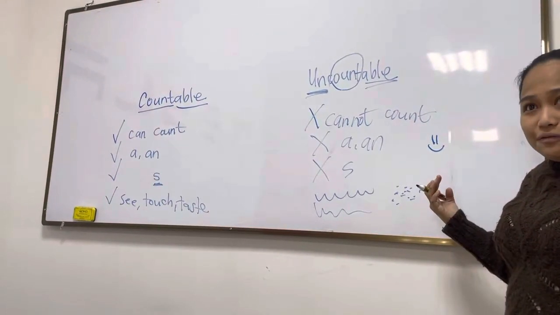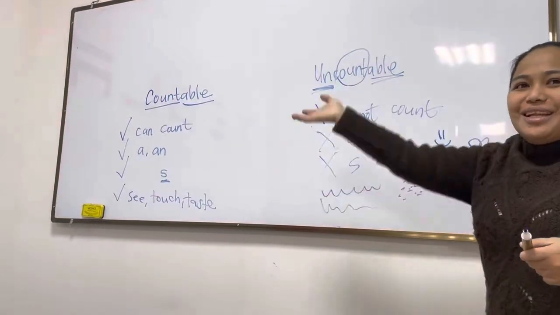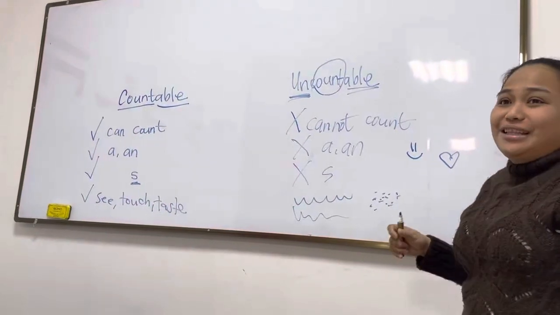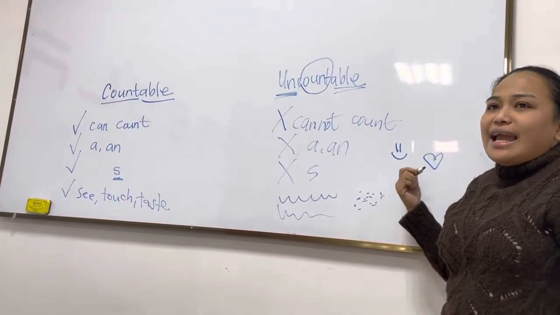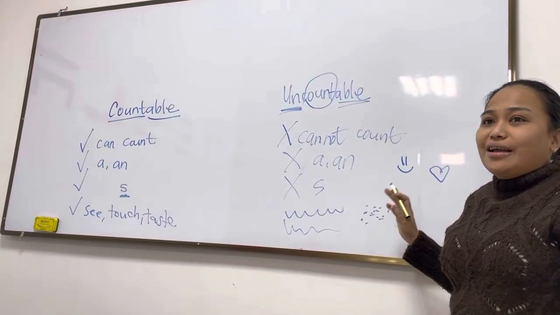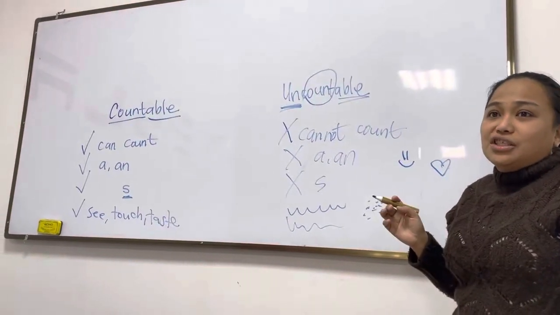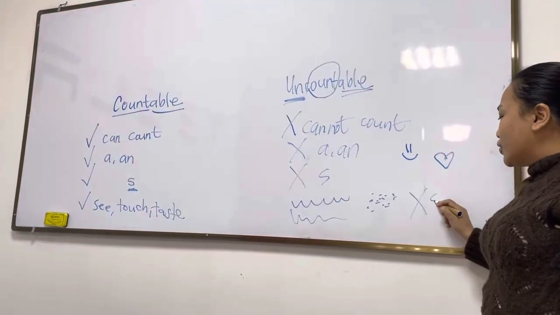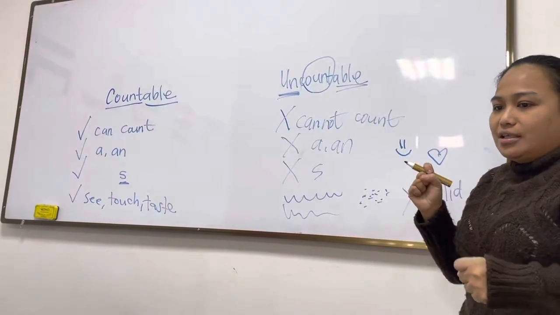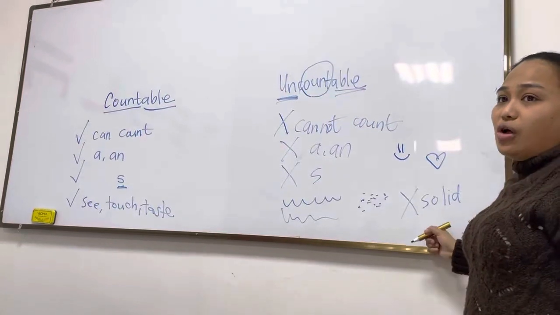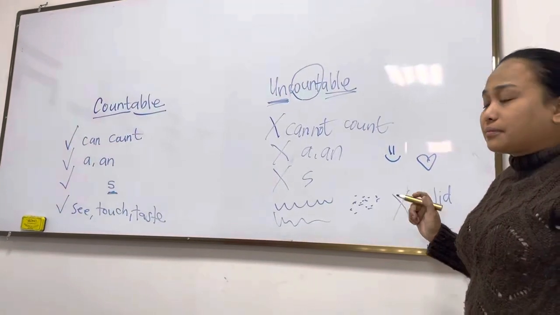And also for uncountable will be our feelings. Example, love. So love, it is there, but you cannot touch. You cannot see, right? But you can feel it. So what else? Hate, anger. So these are the things that are there. You can feel, but you cannot touch. Air also. We breathe air, but we cannot touch it. So they are not solid. It means to say they are not compact. They are not solid. Solid means concrete. Understood?